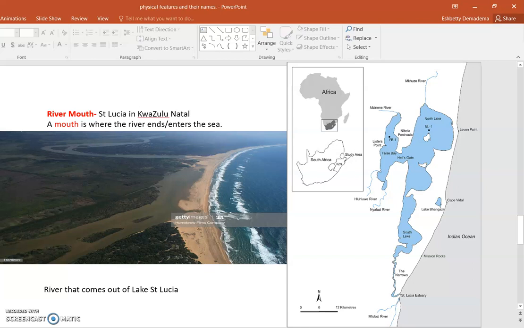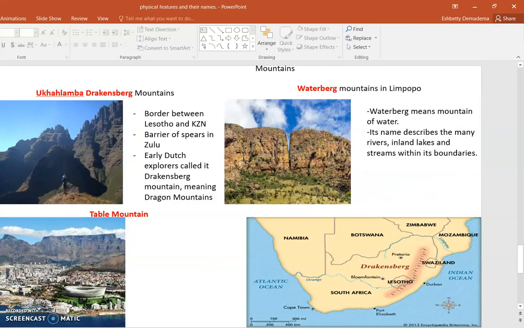Then our next one is the mountains, uKhahlamba Drakensberg Mountains. This mountain here forms a border between Lesotho and KwaZulu-Natal. So there is our Lesotho there, and Durban or KwaZulu-Natal is on this side. This mountain range, a number of mountains that are joined together, we call that a range. So this range of mountains is actually dividing Lesotho from KwaZulu-Natal. It forms a border.